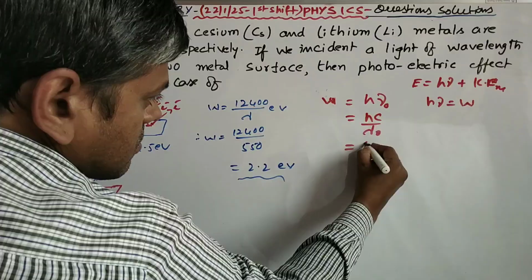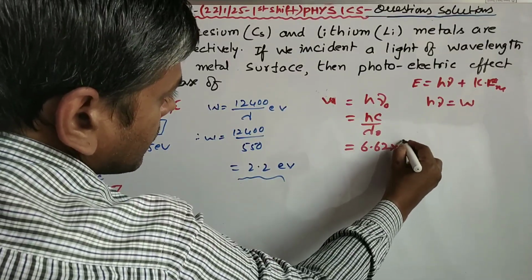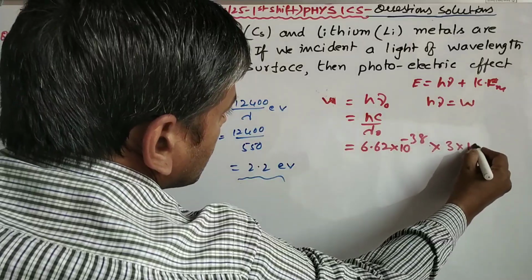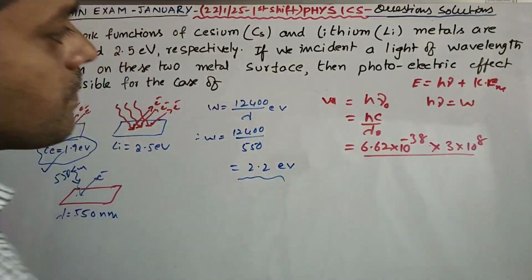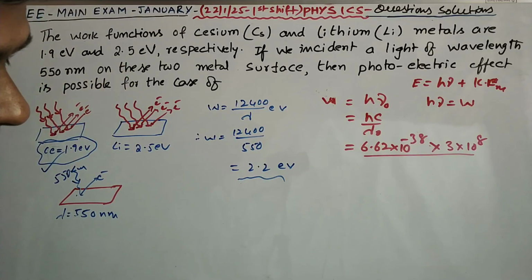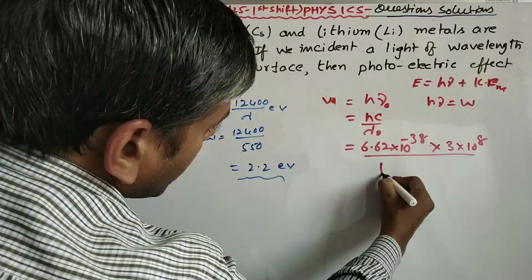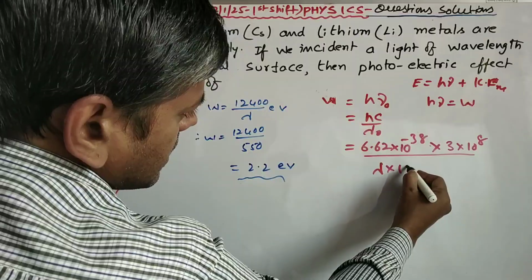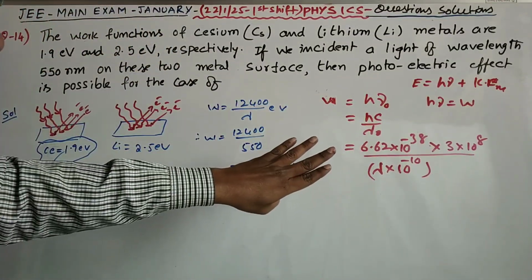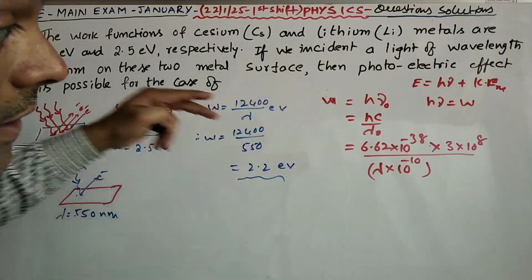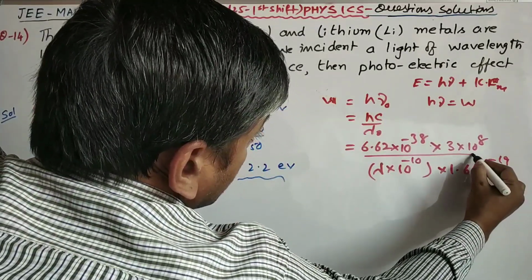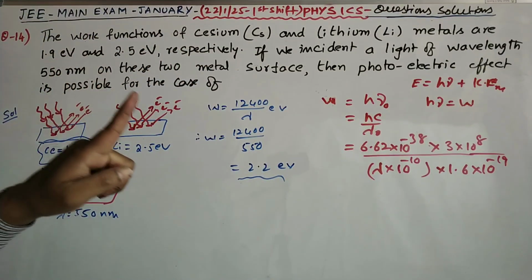Here h is Planck's constant, 6.62 into 10 power minus 34, into c, speed of light, 3 into 10 power 8 meter per second, by wavelength. This must be in angstrom, that means lambda in nanometer becomes lambda into 10 power minus 10 meter. This is in joule. But if you want to calculate in electron volt, this is divided by 1.6 into 10 power minus 19, which is called 1 electron volt.